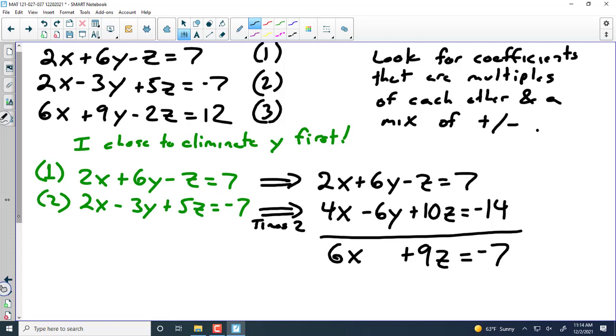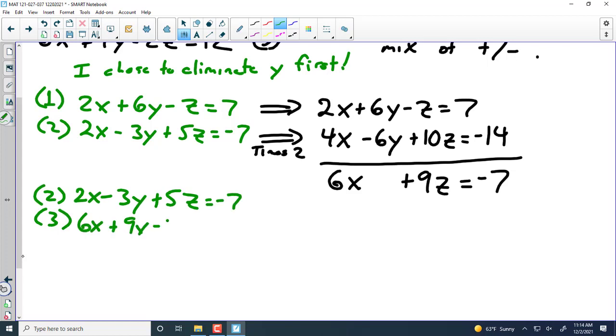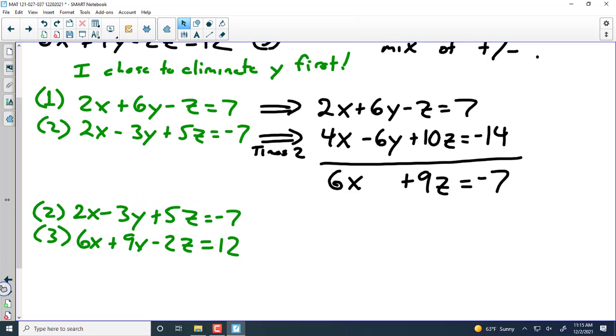So now I'm going to use equations 2 and 3. Equation 2 is 2x minus 3y plus 5z equals -7. Equation 3 is 6x plus 9y minus 2z equals 12. You might be seeing at this point why the number one mistake I see people make on these problems is not that they can't do the math, but they just don't keep their work organized and they lose track of what they're doing. It can happen to anyone.